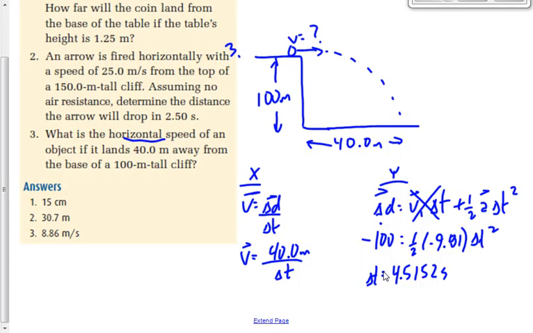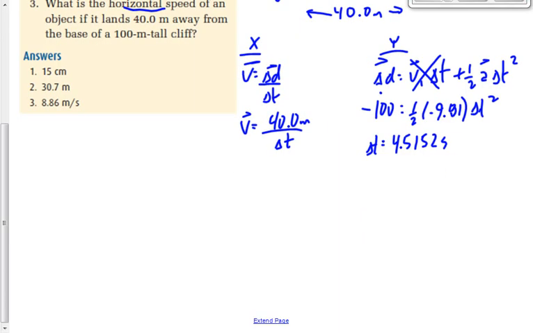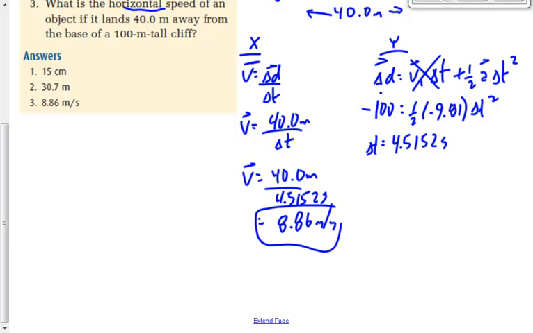Question's easy now, right? What am I going to do with that time? Time can go back and forth, right? So, Laura? Yes. Good. 40 divided by that time, 4.5152 seconds equals, I assume, 8.86 meters per second. Good with that? They're not so bad, hey?